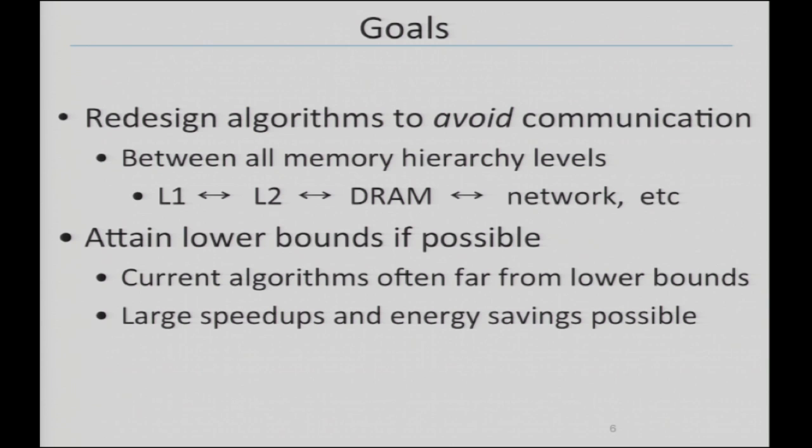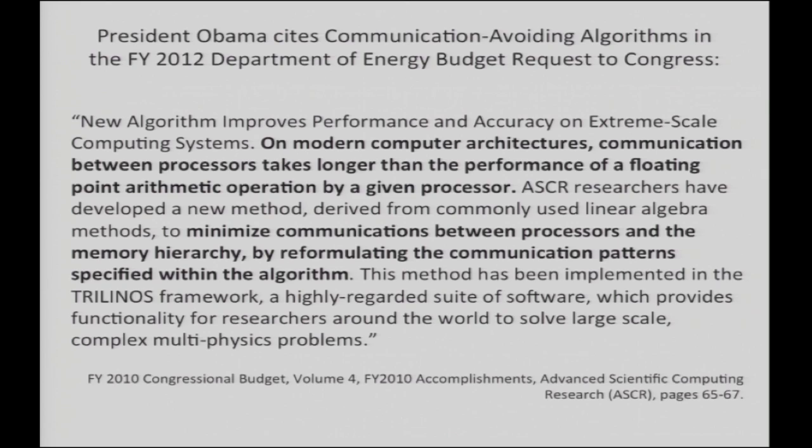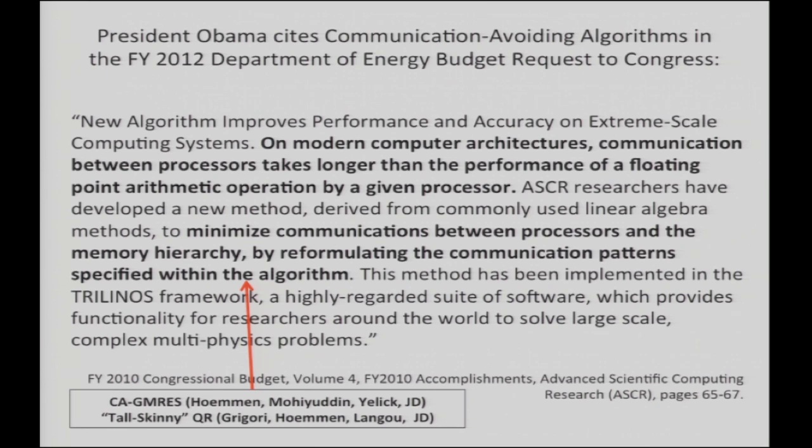So here's a quote from the Department of Energy research request from a couple of years ago. And it says somewhere in the middle of page 65 that on modern computer architectures, communication is more expensive than floating point. And so to minimize communication, you need to reformulate the patterns specified by the algorithm. So when we first saw this, we were saying, what are they talking about? And so we went and talked to Mike Heroux, who may have spoken here already, who's the architect of Trilinos, and he said what they were referring to are two algorithms I'm going to talk about today that we developed at Berkeley and now have been incorporated into Trilinos. One is communication avoiding GMRES, and the other one is a tall, skinny QR. Those are two of the algorithms I'll be telling you about.